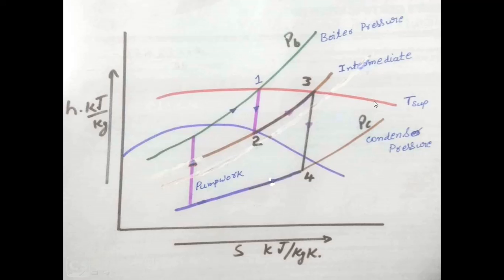This is the point, the superheated temperature T, and then 3 to 4 is expansion in the low pressure turbine to the condenser pressure. After the expansion, it goes to the liquid phase, and again it will be pumped back with the pump work. This is how your steam turbine works with the reheat cycle. This is the dry saturated line, 25 bar, 550 degrees Celsius temperature. Condenser pressure is 0.01 bar.